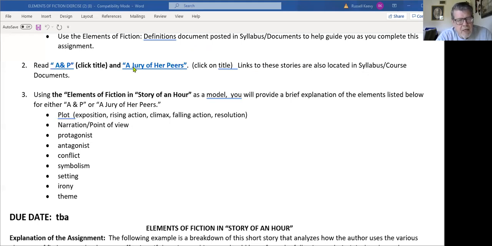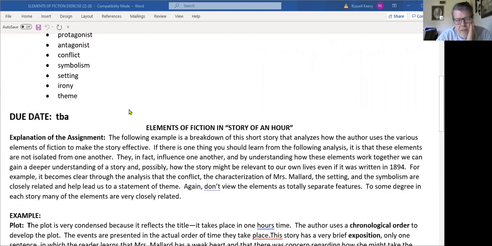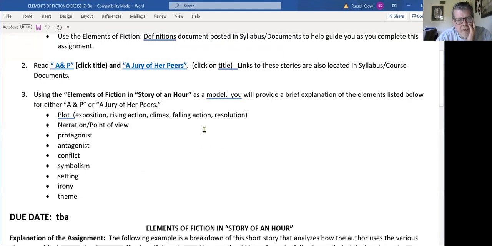For this assignment, you're going to use the Elements of Fiction and Story of an Hour, which is this right here, as your model. And so you're going to provide a brief explanation of the elements listed below for either A and P, or A Jury of Her Peers. Remember, it's or. Don't do both. Pick one. Okay, so we have plot. When you do plot, I want you to discuss each one of these elements, okay? Exposition, rising action, climax, falling action, and resolution, right?